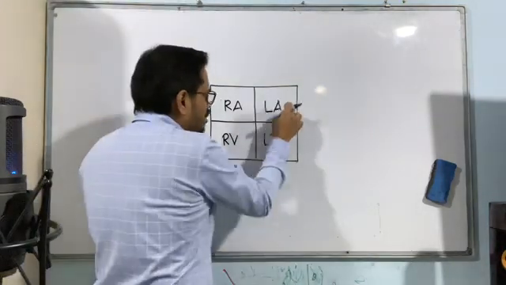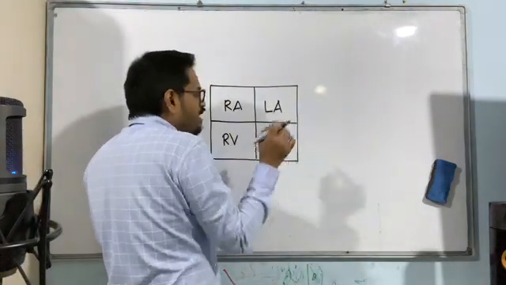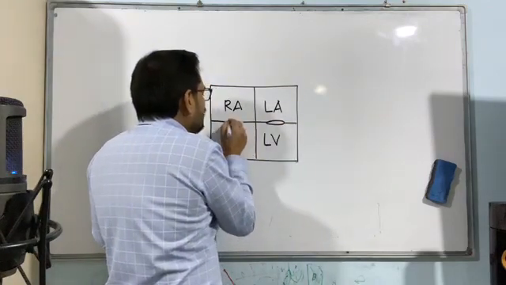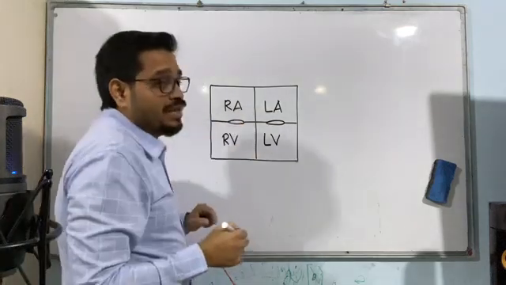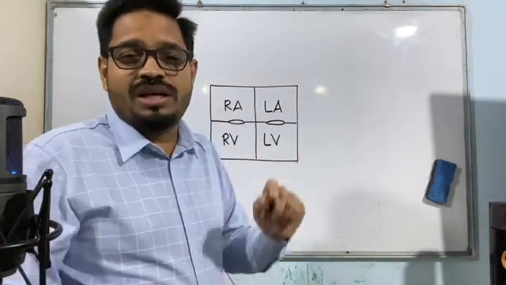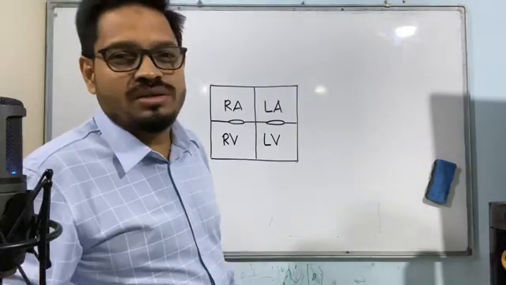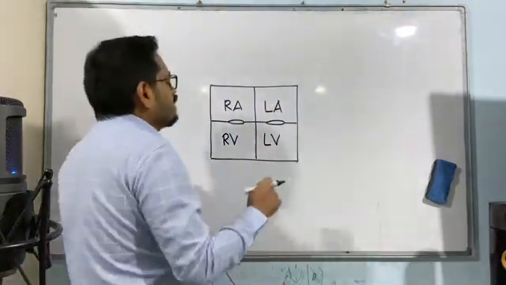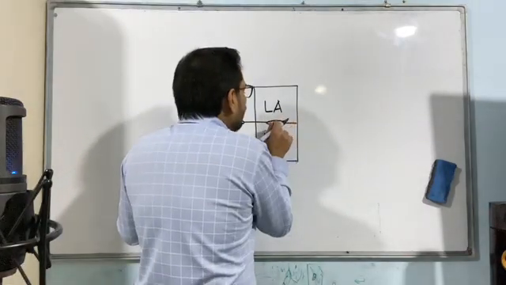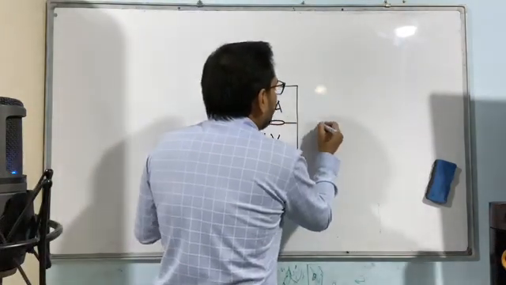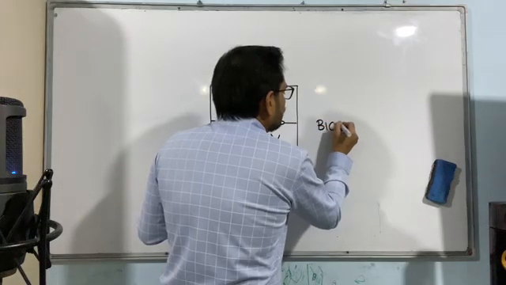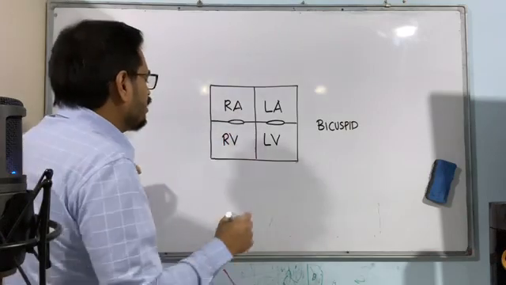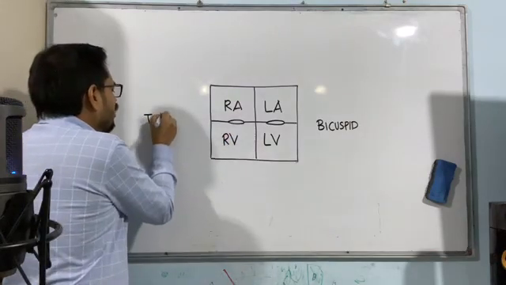No, these atriums and ventricles have to be connected. So I'm going to make an opening here, a door. I'm going to make a door here also. They're not really doors; they are basically called the valves of the heart. On the left side we have a valve, and on the right side we have a valve. The valve on the left side is called the bicuspid valve, but the valve on the right side is called the tricuspid valve.